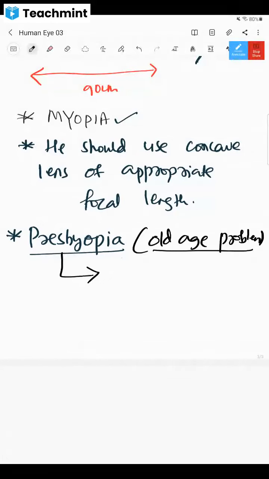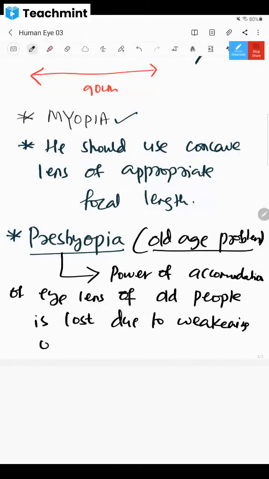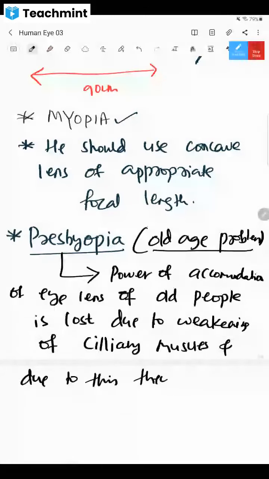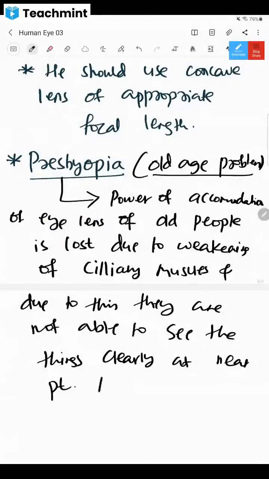Very good. So the power of accommodation of eye lens of old people is lost due to weakening of ciliary muscles. Due to this, they are not able to see things clearly at near point. This is called presbyopia. Okay.